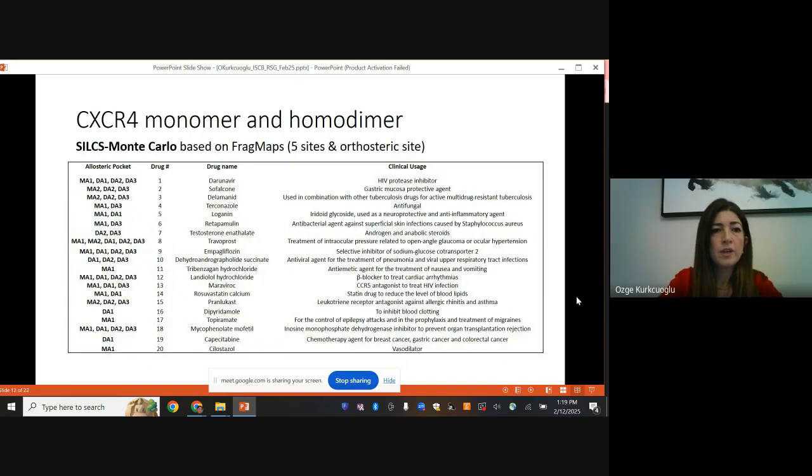And we employed SILCS Monte Carlo to investigate these 5 putative allosteric sites, as well as the orthosteric sites, for docking calculations based on the FragMaps. FDA-approved compounds were investigated, and 20 compounds having high affinities for 1 or more binding sites were proposed. And we also checked whether these 20 compounds had a higher affinity for the orthosteric sites or not, and these 20 compounds had a higher affinity for the proposed allosteric sites.